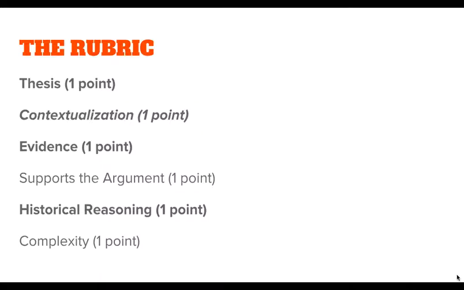There's 1 point for a successful thesis statement, a point for contextualization, a point for having evidence, a point for supporting your argument, a point for historical reasoning, and a point for complexity. You need 4 of these in order to pass and set yourself up for an overall pass on the AP exam. So the 4 that I think you should focus most of your effort and your attention on, especially here at the beginning of the year, are the ones that I've put in bold.